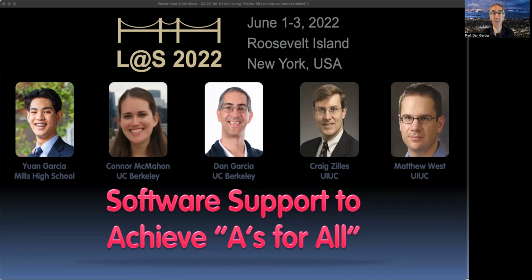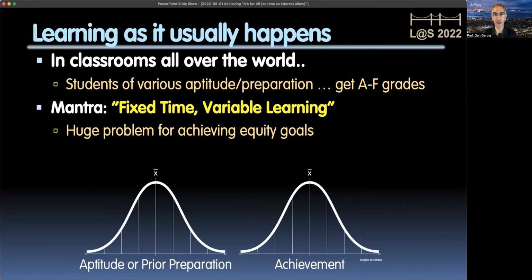My name is Dan Garcia, and I'm presenting on behalf of my co-demoers, UN Garcia, Connor McMahon, Craig Zillis, and Matthew West. Learning, as it usually happens in classrooms all around the world, students come in with aptitude and preparation that varies, and so there's a bell curve of that. And at the end, they get A through F grades. And so the mantra must be, there's a fixed time, a semester, a term, or quarter, and variable learning. And this has huge implications for achieving equity goals.